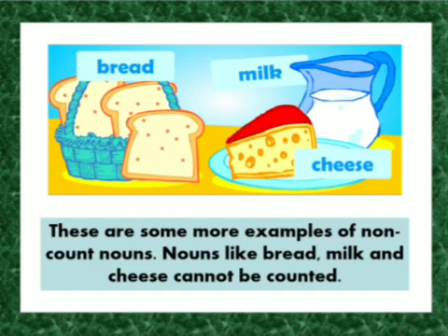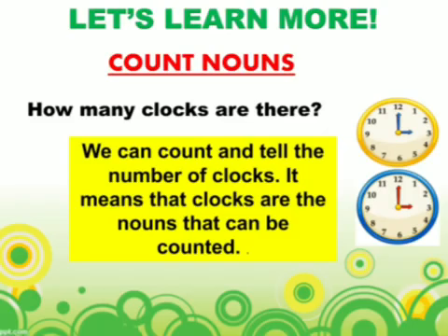Here I have some more examples of non-count nouns. Nouns like bread, milk, and cheese cannot be counted. You cannot say I have one milk or I have three milks, and you cannot count them using a number. You cannot describe these nouns using a number. Okay, so all the nouns which cannot be described by a number are called non-count nouns. Let's learn more.